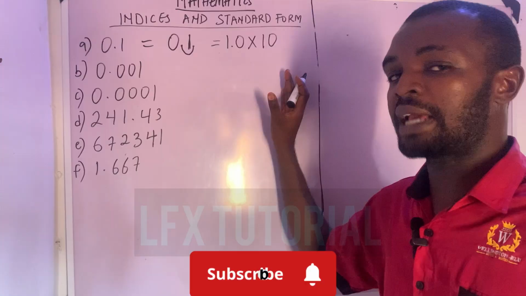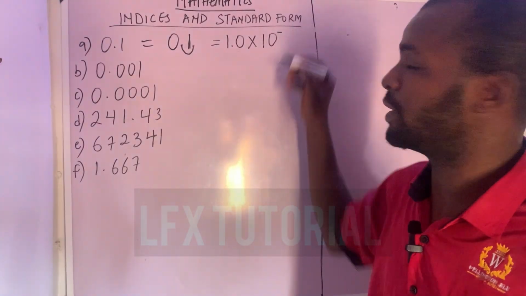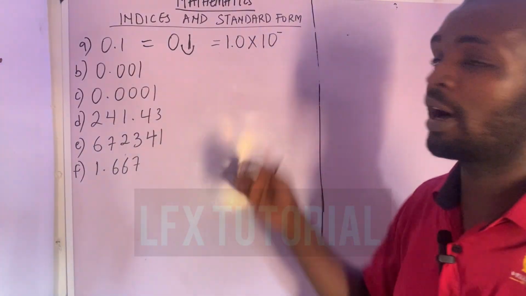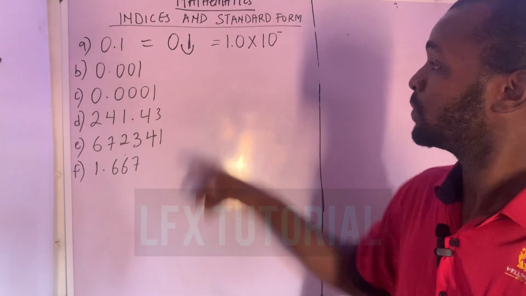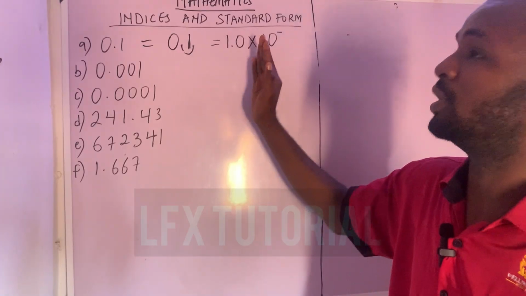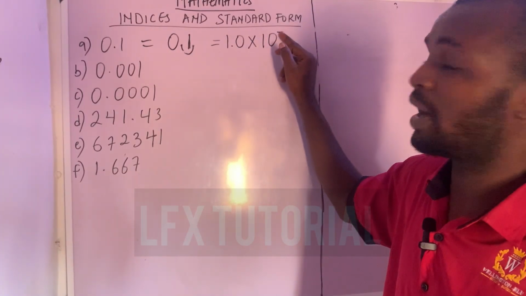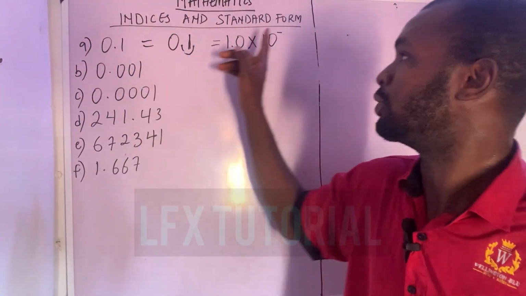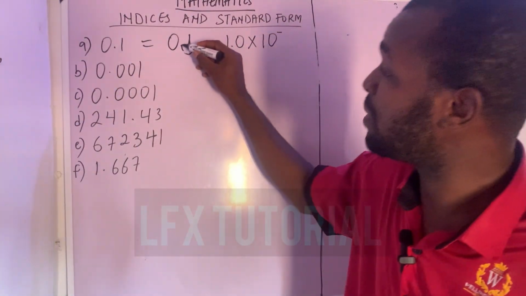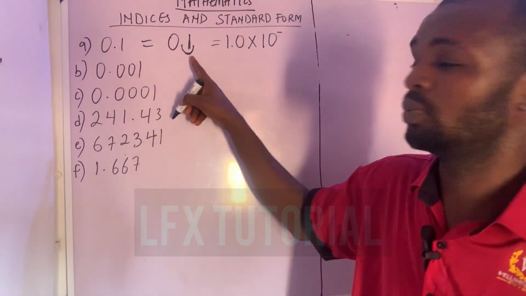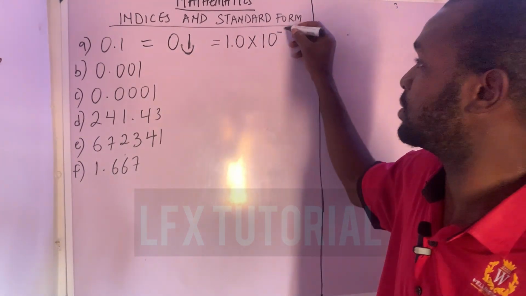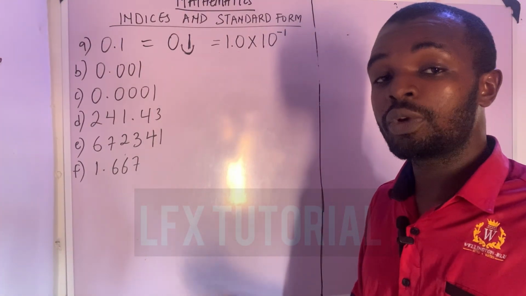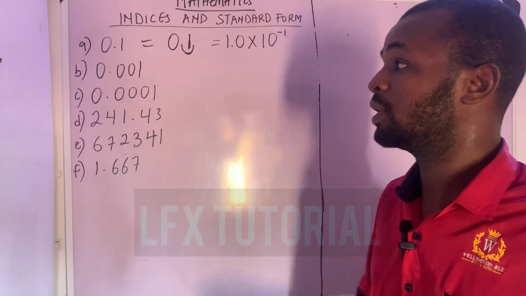If you are shifting to your right hand side, your power will have minus. But if you are shifting to the left hand side, your power will not have minus. I'll say it again. If you are shifting from your point to the right hand side, your 10 will be raised to power minus. If you are shifting to the left hand side, it will not have minus. So now, remember, how many times did we shift till we get to a number? We shifted only once. So it's now times 10 raised to power minus 1. This becomes the answer.